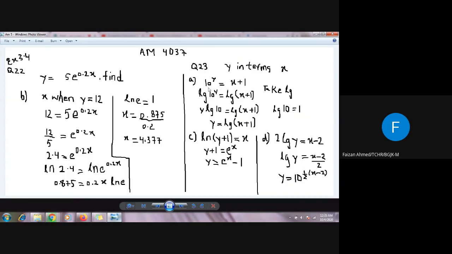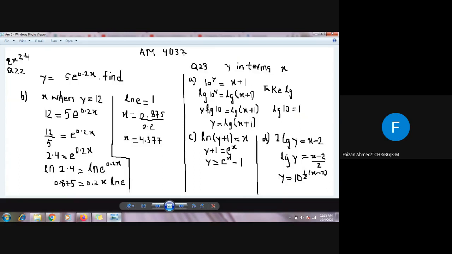So we have 10 to the power y, and we have to express y in terms of x, so we have to bring this y downward. Since y is in the power, to bring it down we can apply log. Since there is no e on either side, we'll go for lg, that is log with base 10. So lg 10 to the power y equals lg (x plus 1), taking log on both sides, and the property of log will bring this y downward. This y will come in front.